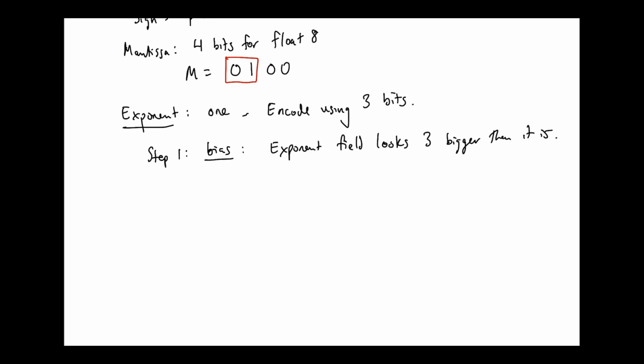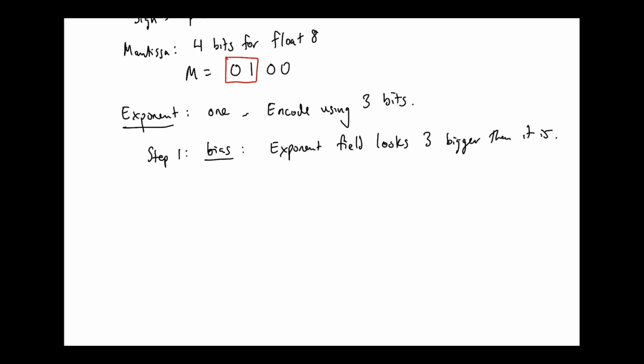Okay, so the exponent is the number 1, right? How would I encode the number 1 using 3 bits? 0, 0, 1. Okay, big shock there. That's not what I'm going to encode. I'm going to encode 3 bigger than that. Now you might say, why, Dr. McKinney? That's insane. The reason that we're going to do this is it will solve 2 problems.